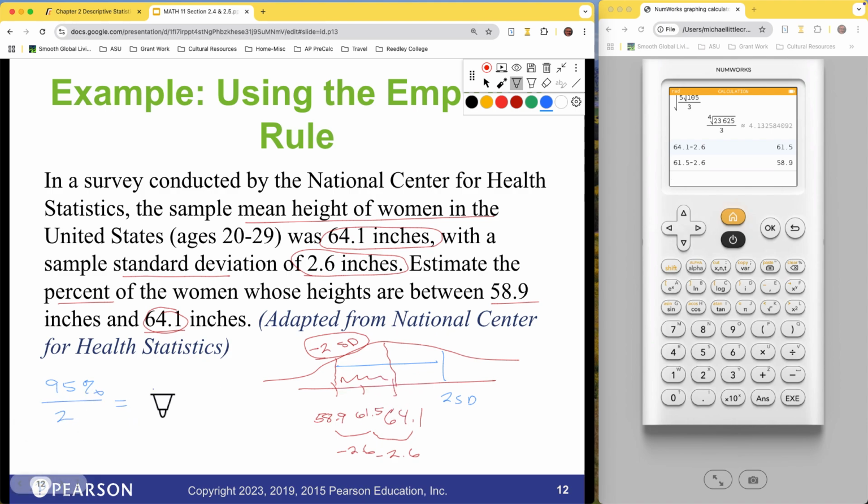And so this would give us the 47.5% of the women would be between 58.9 and 64.1. So we're using that empirical rule to do that.